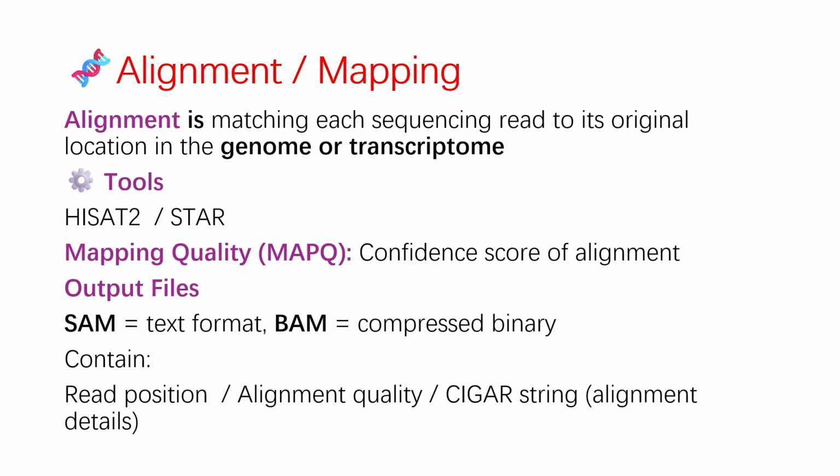Once the data is clean, we align the reads to a reference genome. This means finding where each sequencing read originally came from in the genome. Tools like HISAT2 or STAR help us do this efficiently. The output is stored in SAM or BAM files, which contain detailed information like read position and alignment quality. This step connects raw reads to real biological locations.